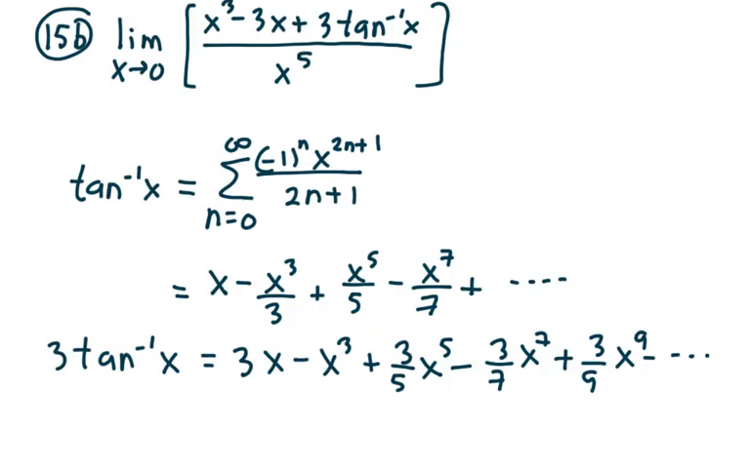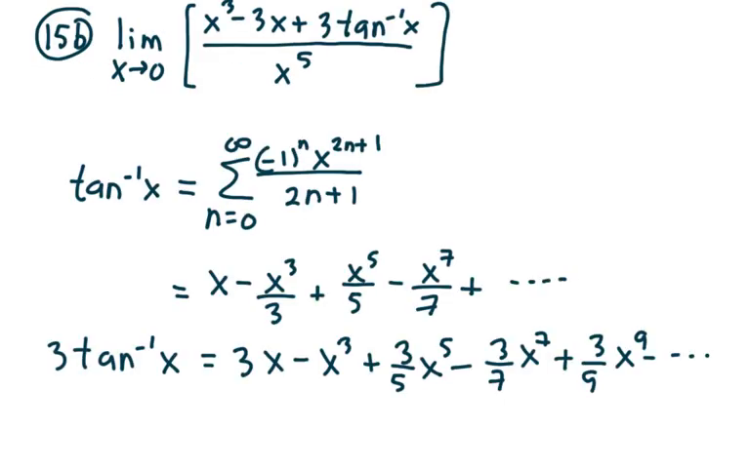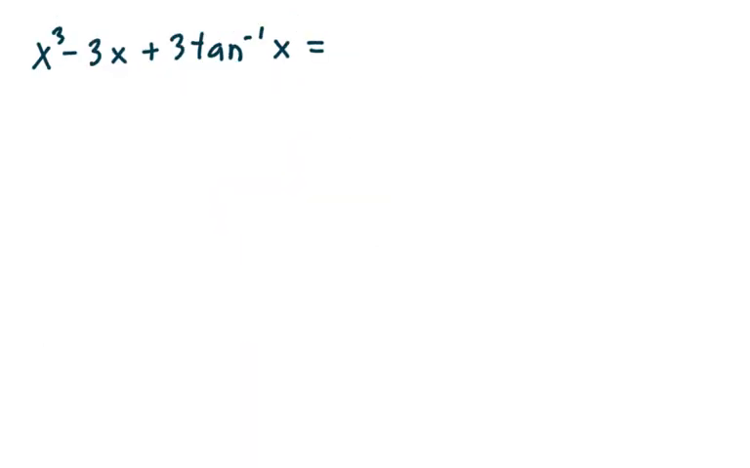Now, what I'm going to do is I'm going to add x cubed and subtract 3x to both sides. So we get something like this. Now, when that happens, I'm going to start at 3/5 x to the 5th. So I get 3/5 x to the 5th minus 3/7 x to the 7th plus 3/9 x to the 9th, and we keep going, okay?